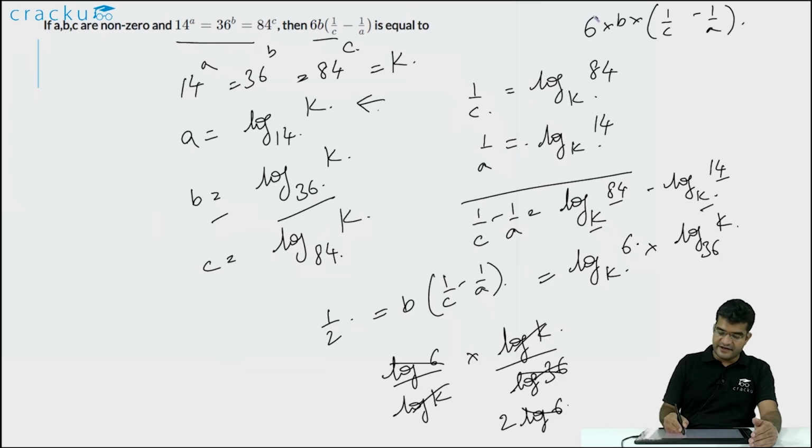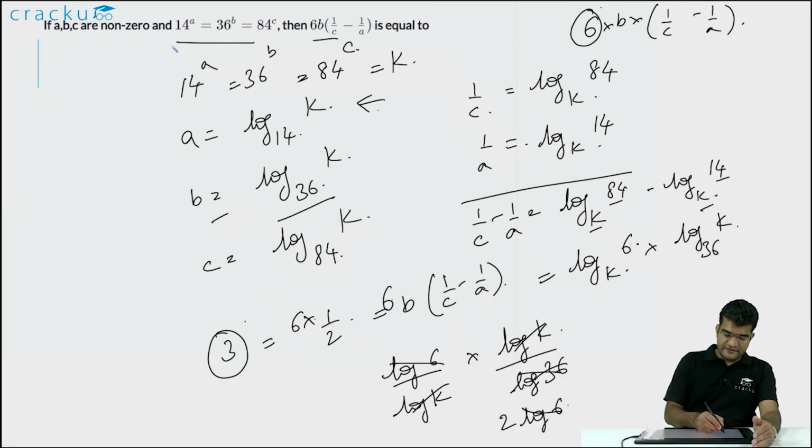What we are supposed to calculate is 6 times that. So if you multiply both the sides with 6, the resultant value will be equal to 6 into half, which is equal to 3. So the value of the required expression will be equal to 3.